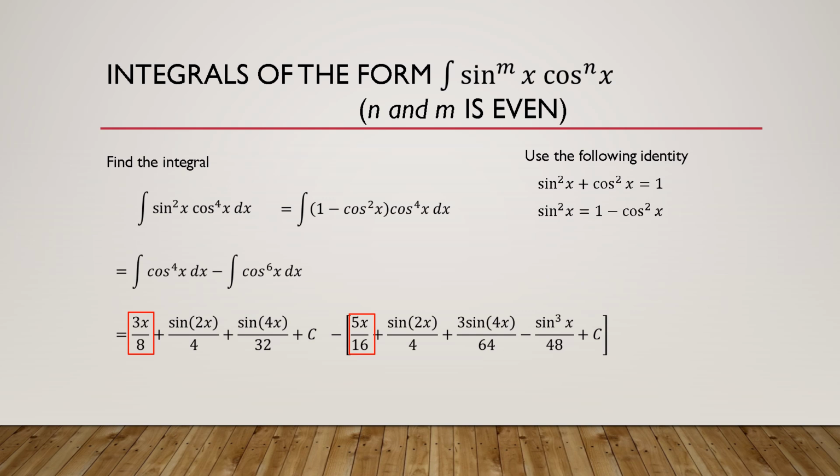3x over 8 minus 5x over 16 gives us x over 16. Sine 2x over 4 minus sine 2x over 4 cancels out. Sine 4x over 32 minus 3 sine 4x over 64 gives us negative sine 4x over 64 minus sine cubed x over 48 plus c is our final answer.